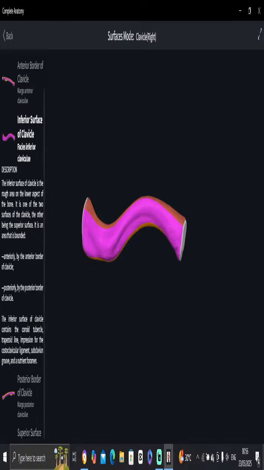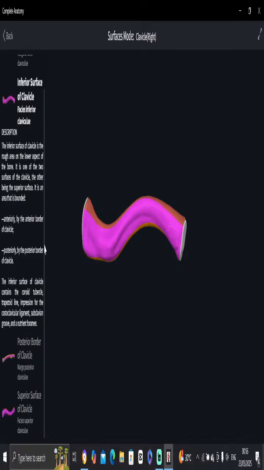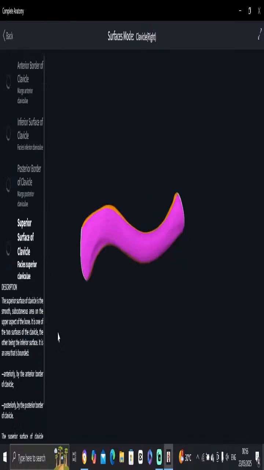The clavicle has two surfaces, the superior and the inferior surfaces. So there is a tubercle, this area here. There is the conoid tubercle. There's an impression here for the costoclavicular ligaments. There's a groove for the subclavian vessels, and it has nutrient foramina. So basically, those are the features of the inferior surface.